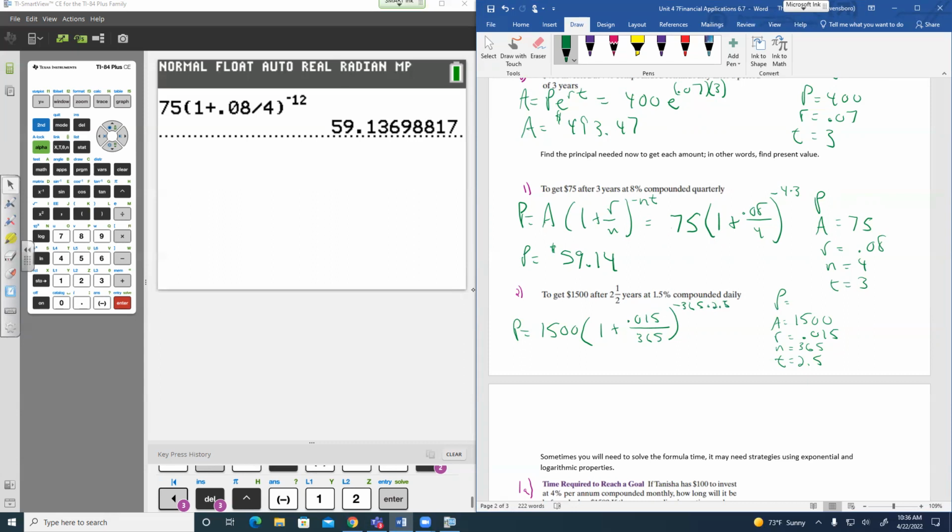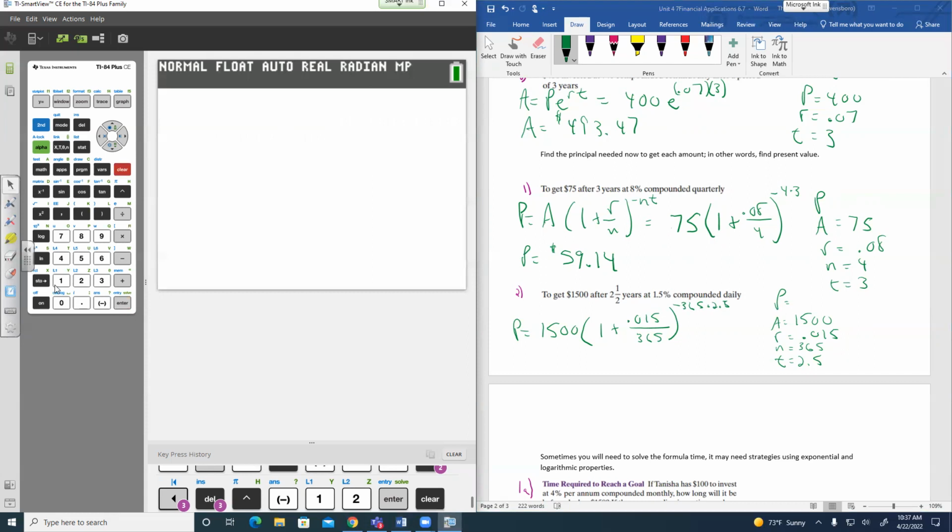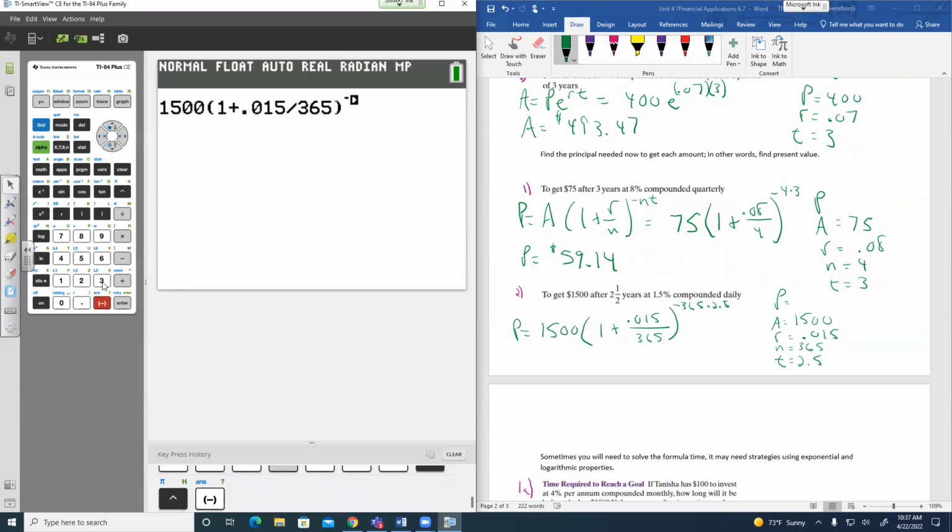So let's see if we can make that happen. We'll go ahead and clean that up. Don't really have to, but so 1,500, and then we have this 1 plus 0.015 divided by 365, and then raised to the negative 365 times 2.5. That looks okay. Hit enter.